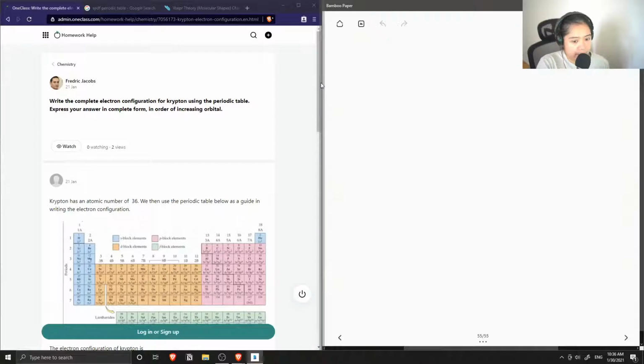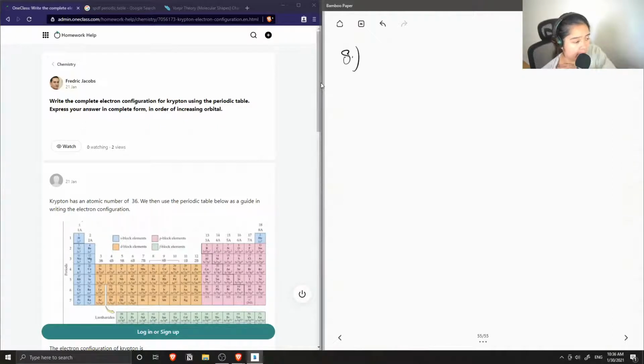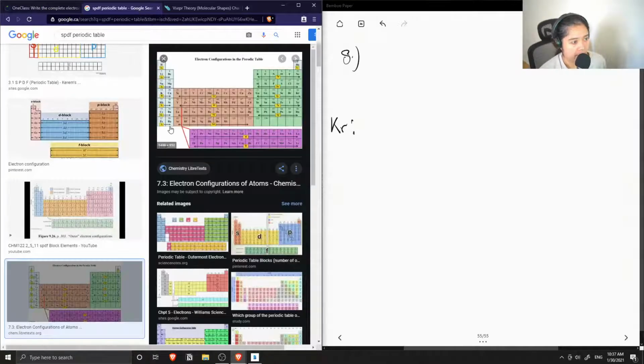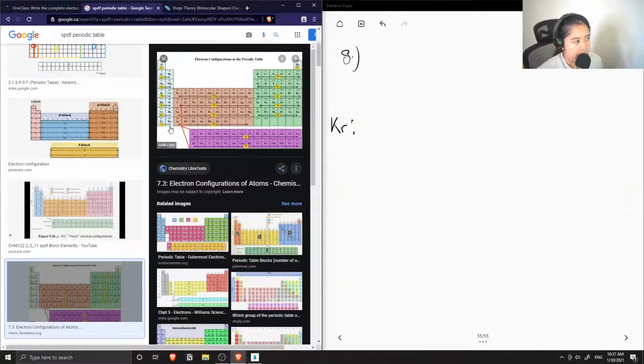Okay, so question number 8 is to write the complete electron configuration of krypton using the periodic table. Express your answer in complete form in order of increasing orbital. So again, we need to write an electron configuration. And the first step is to divide our periodic table into the different sections. So we have the S block, which are the first two columns here. The P block is shown in green. And the D block are the middle transition metals. And the F block are the last two rows, the lanthanides and actinides.